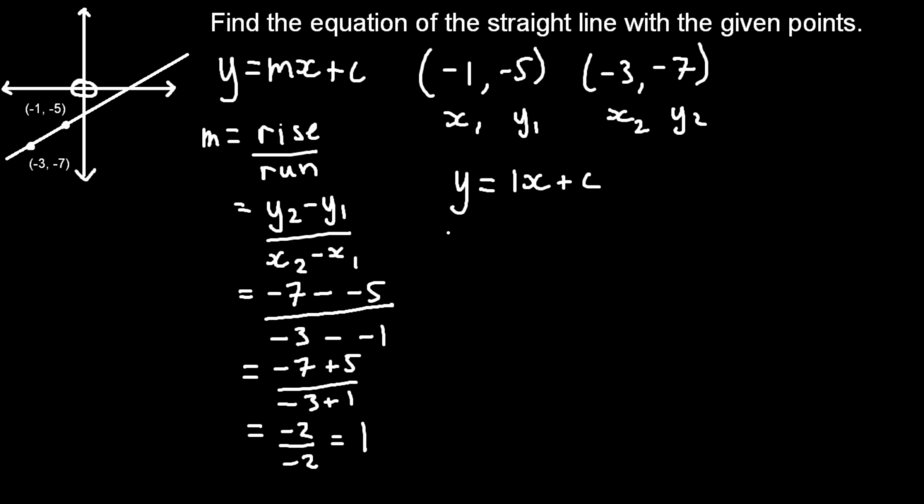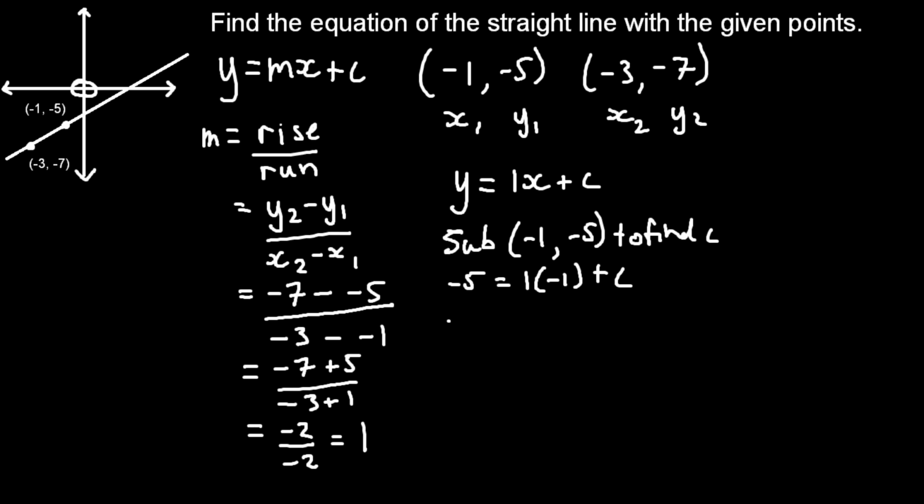So y, that's -5, let's sub that in. So sub -1, -5 to find c. So -5 equals 1 times -1, x is -1, plus c. So we've got -5 equals -1 plus c. Let's get rid of this -1 from the right-hand side. Let's add 1 to both sides. So that'll be -4 equals c.